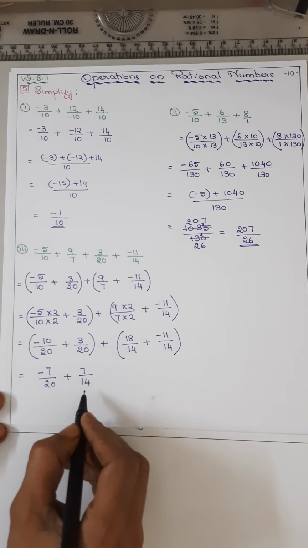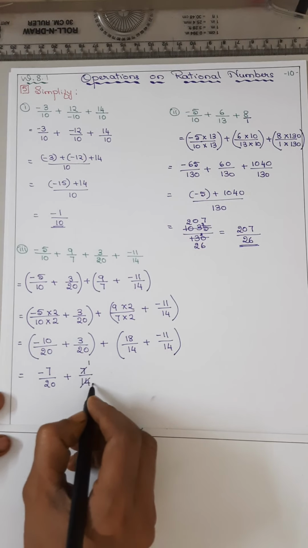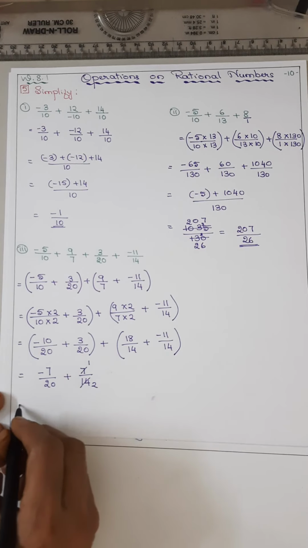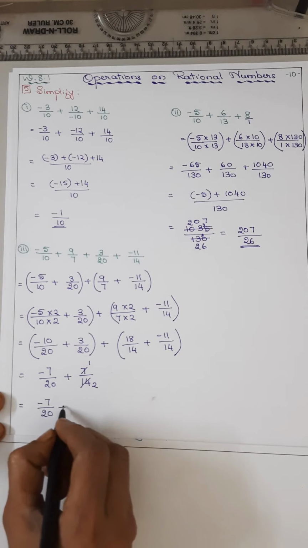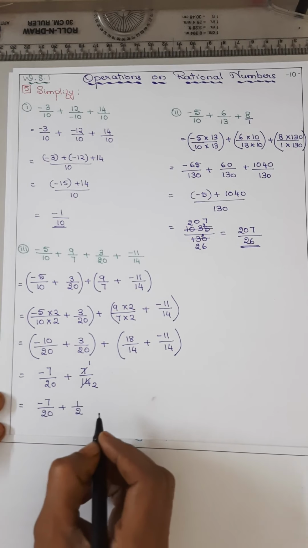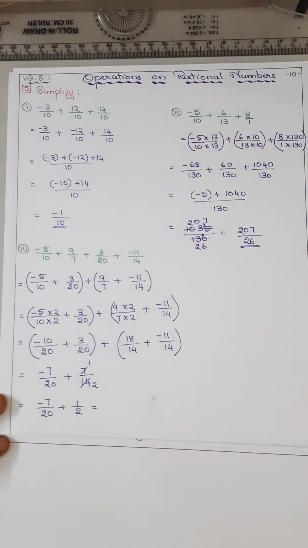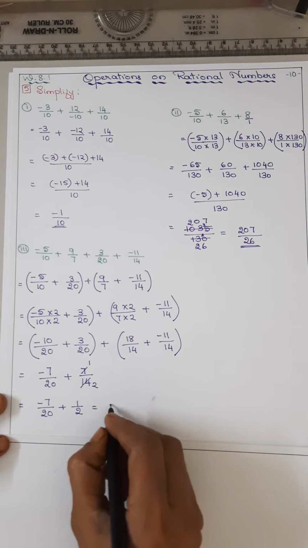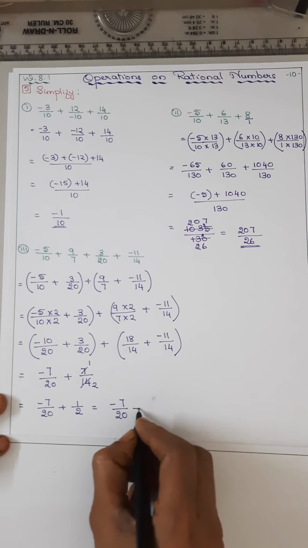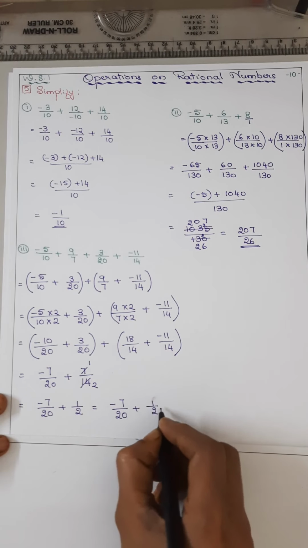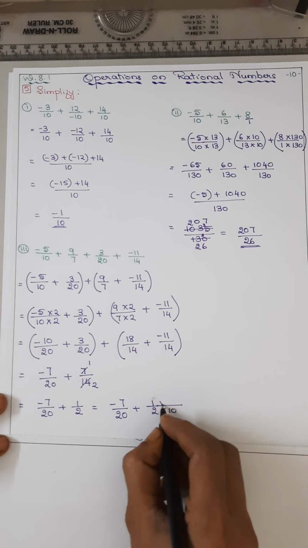Now 7 and 14 are in the same table, so 1s are, 2s are. So now you got the number minus 7 by 20 plus 1 by 2. Now what will be the LCM of 20 and 2? 20. So the first one, minus 7 by 20, remains as it is. Convert 1 by 2 into 20, so into 10.